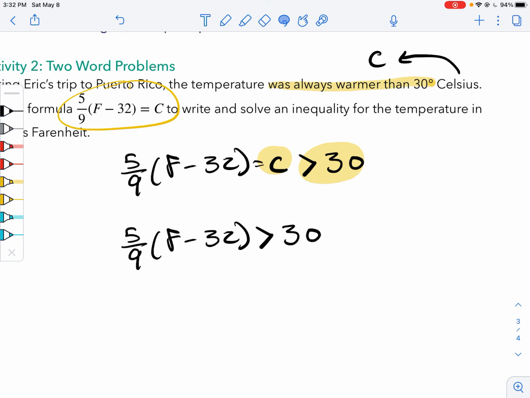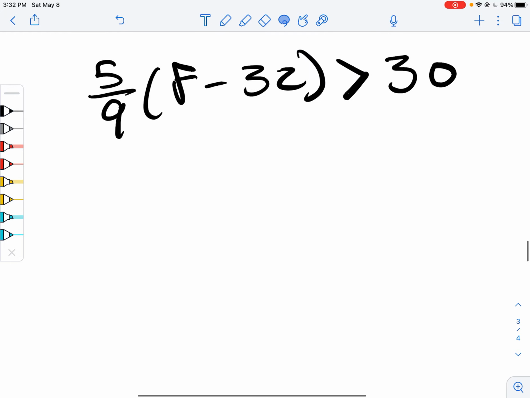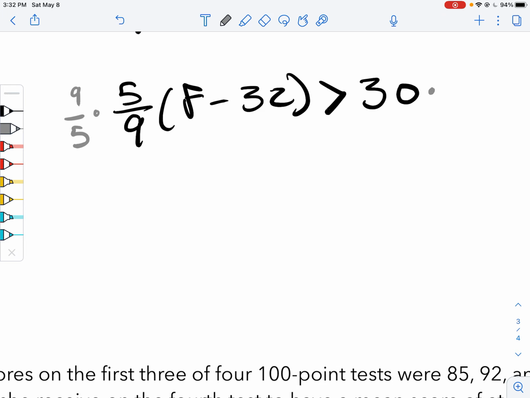Now let's figure it out. The first thing we want to do is get rid of this 5/9. So I could multiply by 9 and then divide by 5, or I can do those in the same step. I can multiply by its reciprocal. So times 9 divided by 5. Now these guys cancel out.